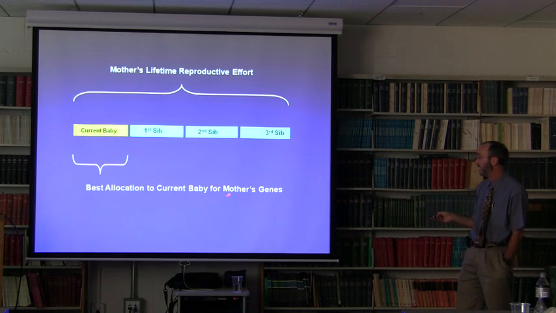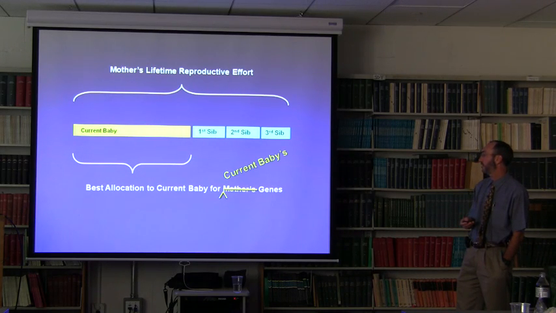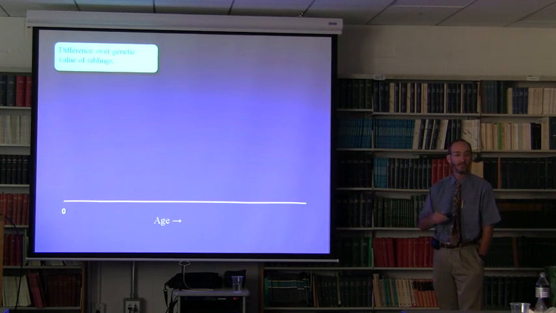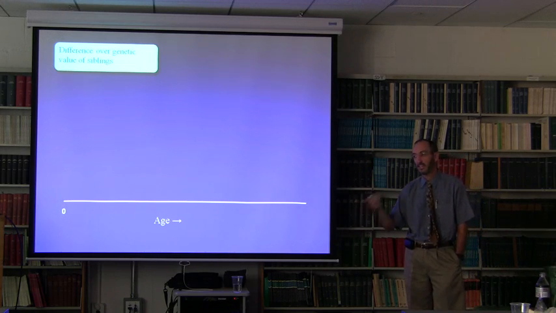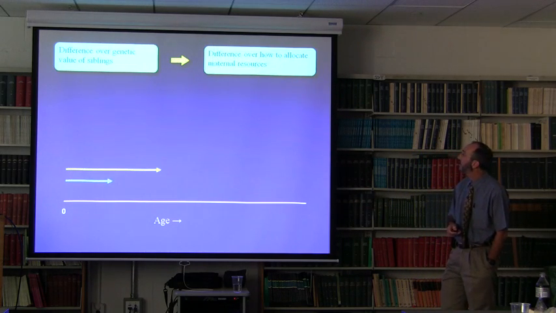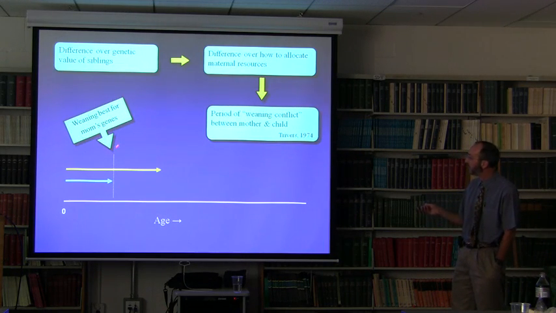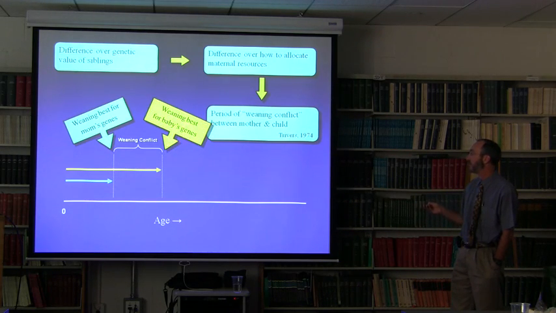If this is the best allocation to the current baby for the mother's genes, this is the best allocation for the current baby's genes. This difference over the genetic value of siblings, to the mom on the one hand and to the baby on the other, leads to a difference over how to allocate maternal resources, and a period of weaning conflict between mother and child that begins when weaning is best for mom's genes and ends when weaning is best for the baby's genes, the point at which it would graciously wean itself.